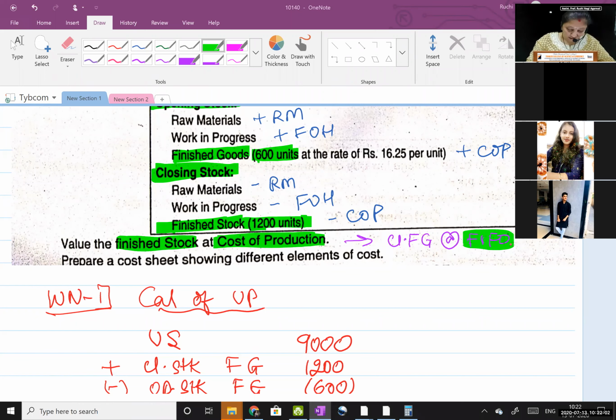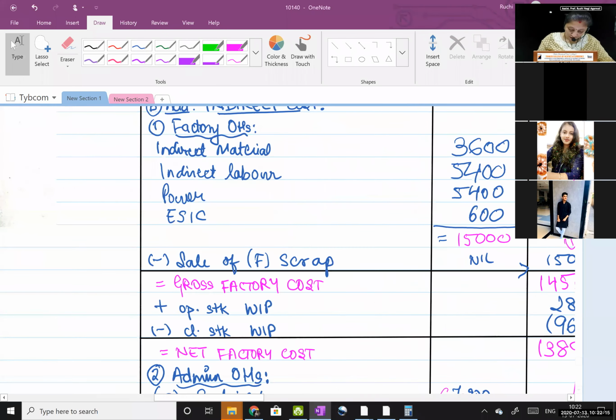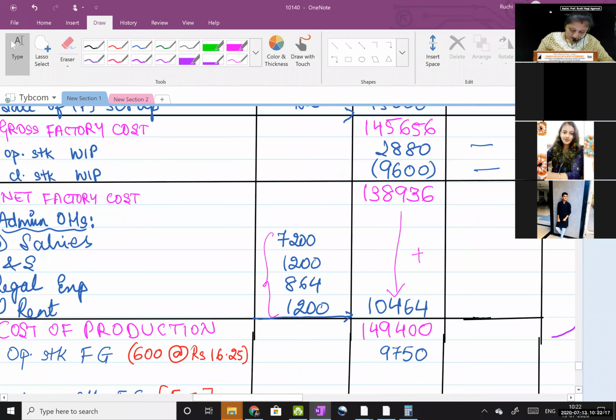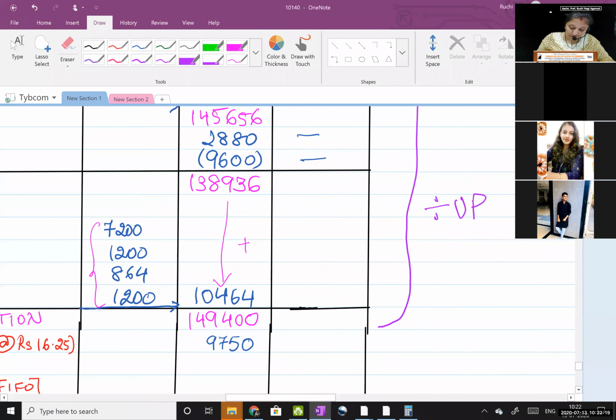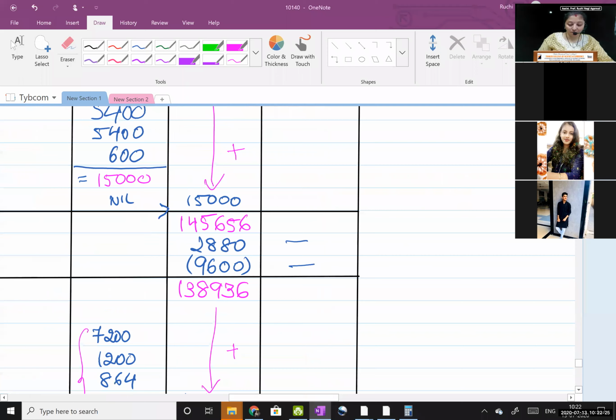Now let us see how to calculate closing stock of finished goods by using the FIFO method. So let's start. For this, I need my CPU column, your note number 2.